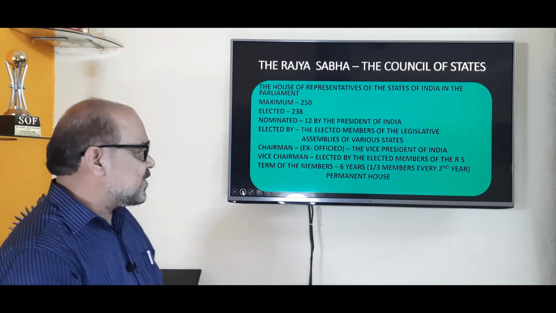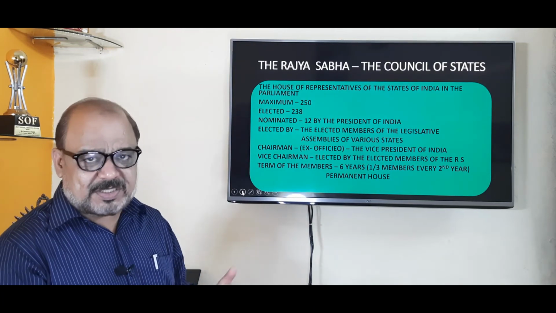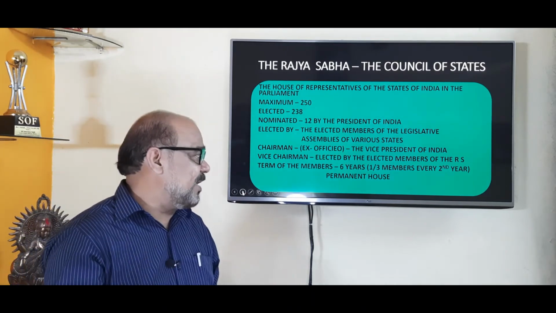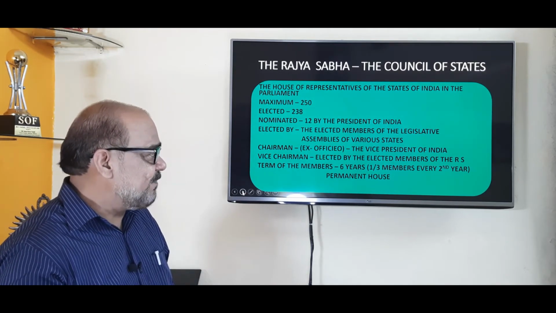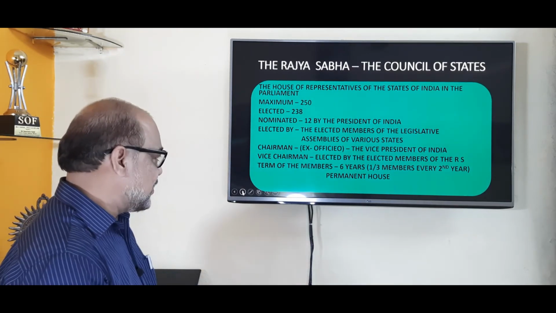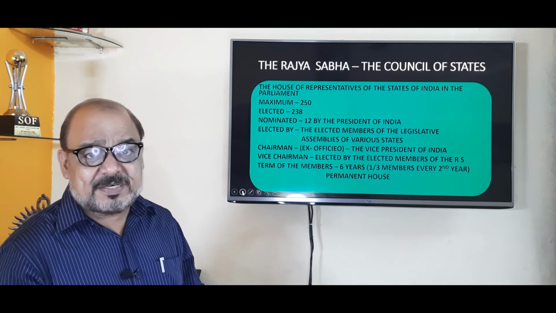Term of the members, 6 years. Every elected member has a term of 6 years in the Rajya Sabha, but we have to remember one thing: 1/3 members every second year, they retire, they complete their term, that is 6 years. That is why we call it permanent house because it is never dissolved.